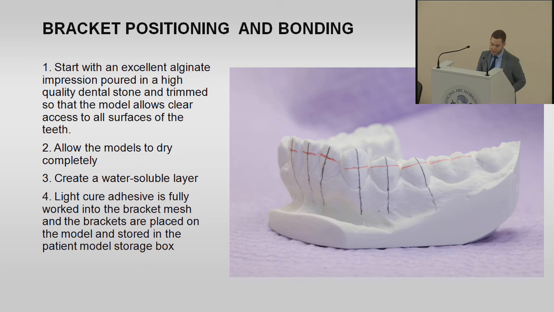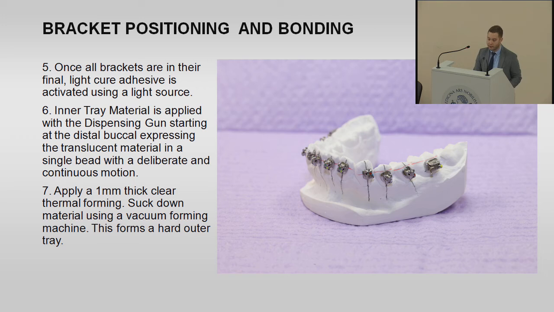Once all brackets are in their final position, the light cure adhesive is activated using a light source. Well, some of the dentists are using chemical activated materials, but I totally recommend using the light source ones. So, inner tray, there are two trays that we're creating for this after all bonding. So, inner tray material is applied with the dispensing gun. There are several types of these guns, doesn't matter really, it's about the technique.